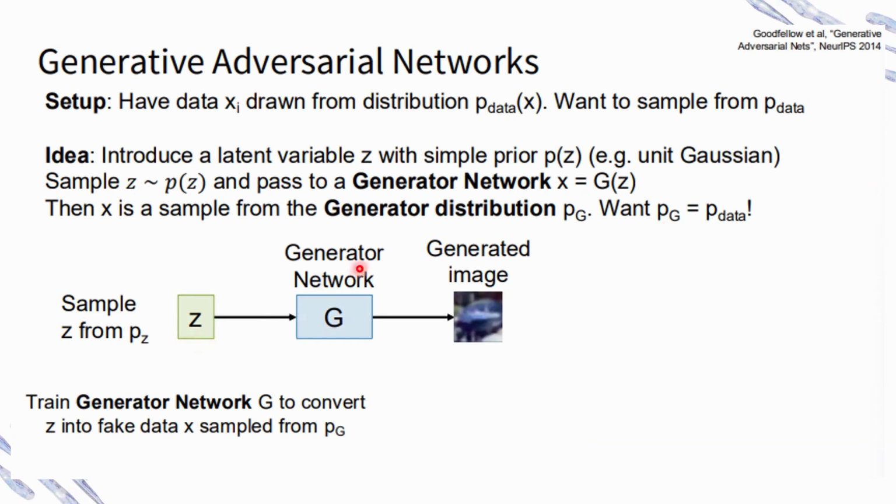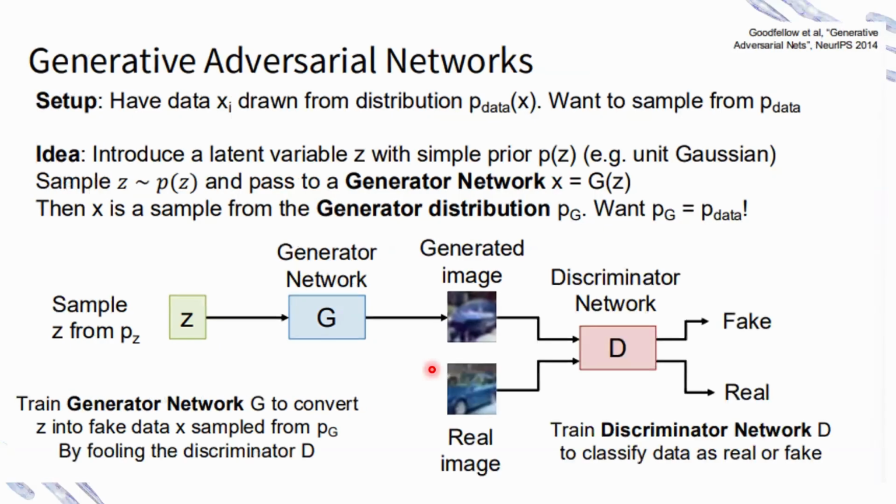So there are two parts. The first part is that we train this generator network G to convert Z into the quote-unquote fake data sampled from P of G, and then we get a generated image. The second part, which I think is really interesting, is that we have a separate network called a discriminator network. This network will try to classify these generated images as either real or fake.